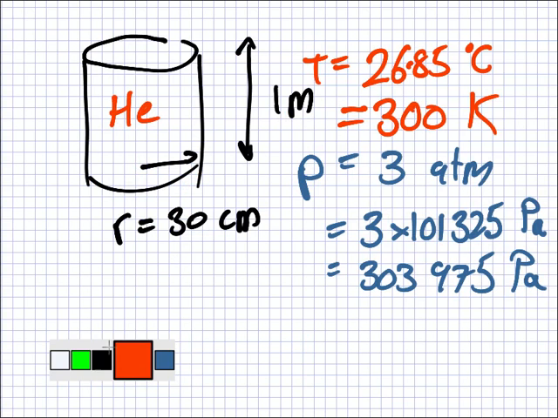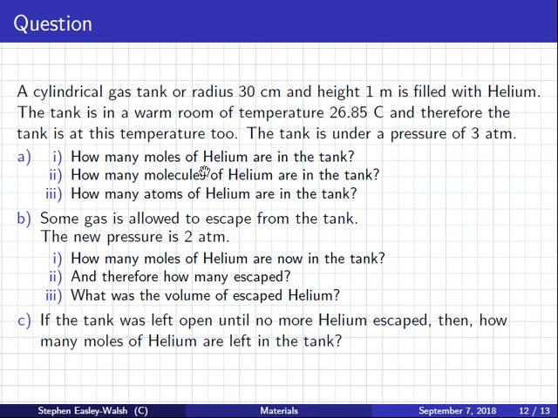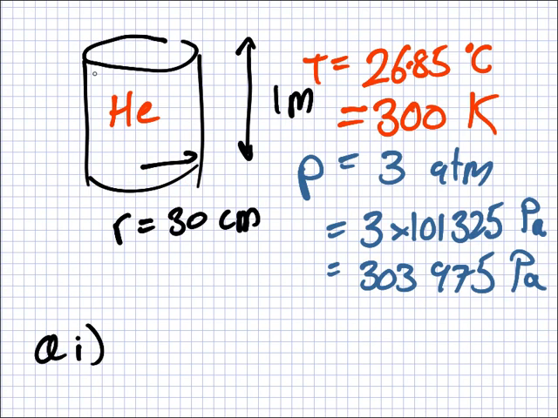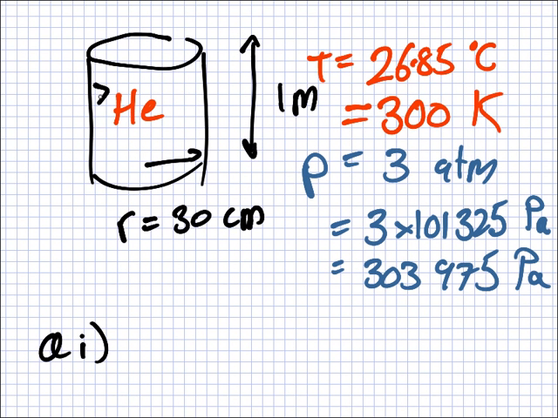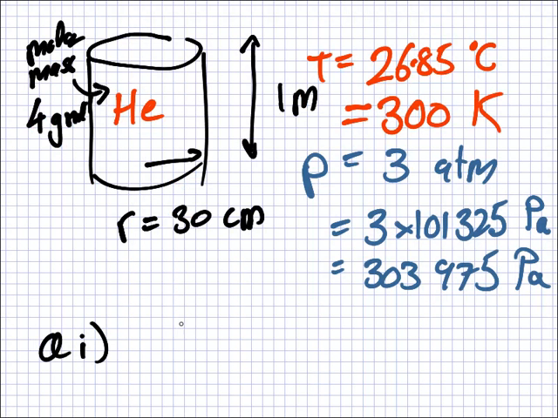Okay, you do part one here, A part one. I want how many moles of helium? Oh, and what did we say the molar mass of helium was? 4.002602. Okay, so 4 grams a mole. Question one. How many moles of helium are there? Calculate.